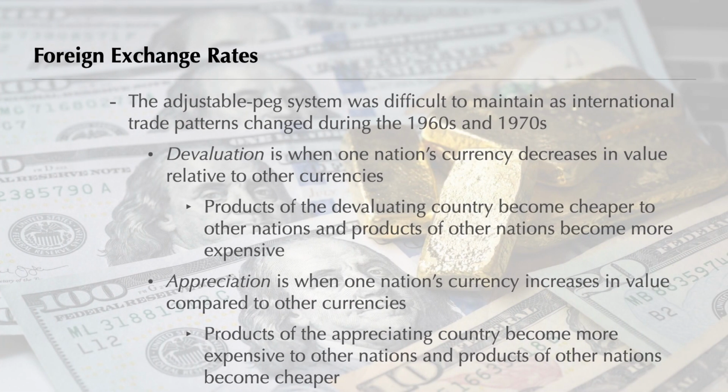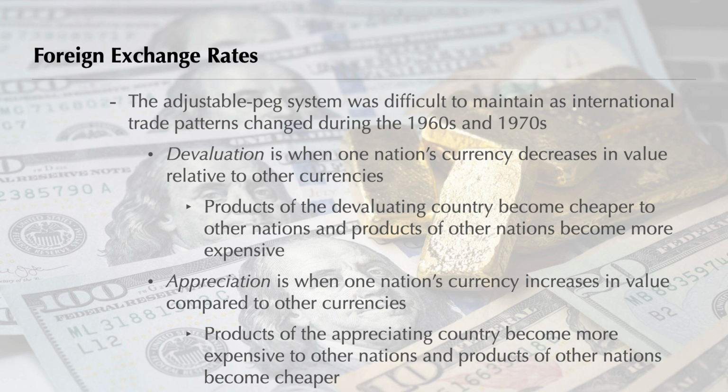At the heart of this system was the assumption that international trade partners would remain unchanged. For more than 20 years, this system worked relatively well, with few currency changes. As international trade patterns began to change rapidly during the 1960s and 1970s, however, countries found it increasingly difficult to maintain established exchange rates under the adjustable peg system.